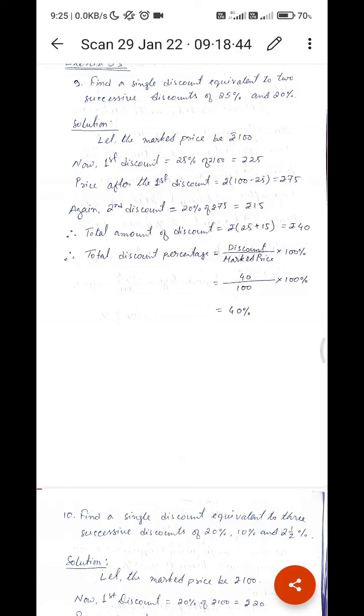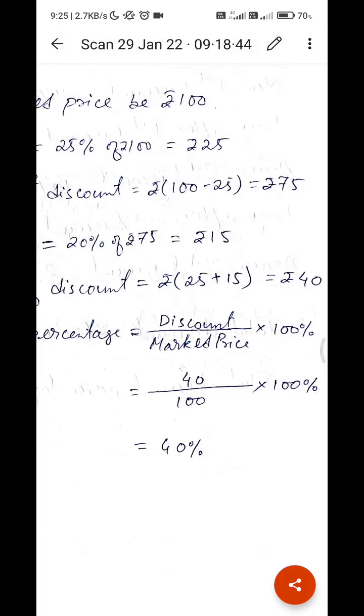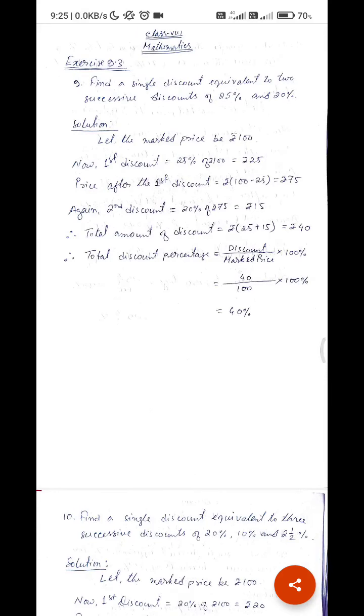So let's assume the mark price to be 100. So after first discount of 25%, okay, so first discount is going to be 25% of 100, which is rupees 25. Again, the price after the first discount is going to be 100 minus 25, which is 75. Now this 75 is our next price, I mean after the first discount. Then second discount will be calculated on this 75 and not on 100. Got it, students? So this 20% of 75 is 15.